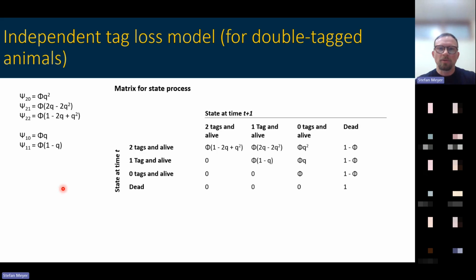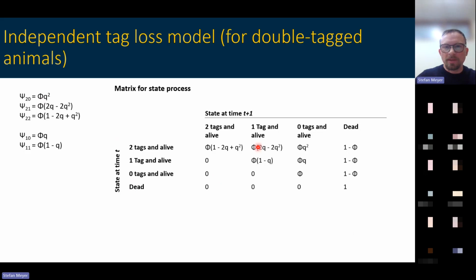So we now need to convert this life cycle graph into a matrix for our state process. And this is a 4x4 matrix with the state at the current occasion across rows and the state at the next occasion, t+1, across columns. And again, the states are 2 tags and alive, 1 tag and alive, 0 tags and alive, and dead.